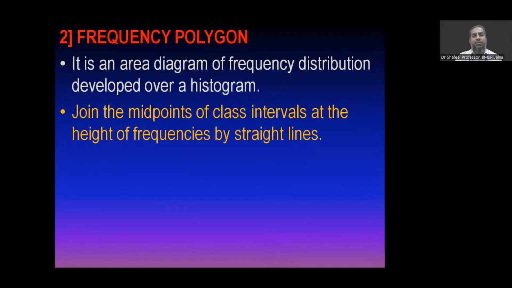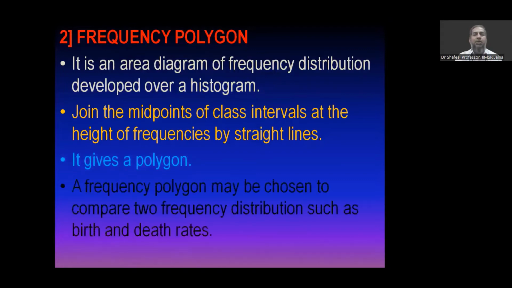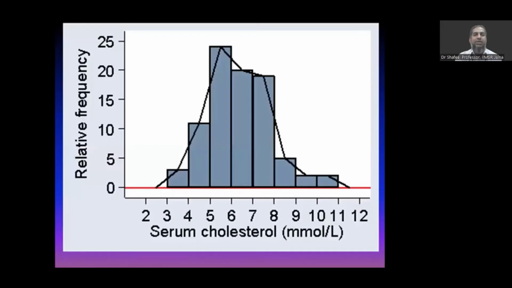Meaning at the tip of the rectangle, you have to put a point at the midpoint, and then you have to join these midpoints which you have put at the top of the rectangles. That will give you a straight line joining the midpoints of the rectangles. So it gives you a polygon. A frequency polygon may be chosen to compare two frequency distributions such as birth and death rates. Here you can see there is a histogram, and they have joined the midpoints of the rectangles. So you got a frequency polygon.